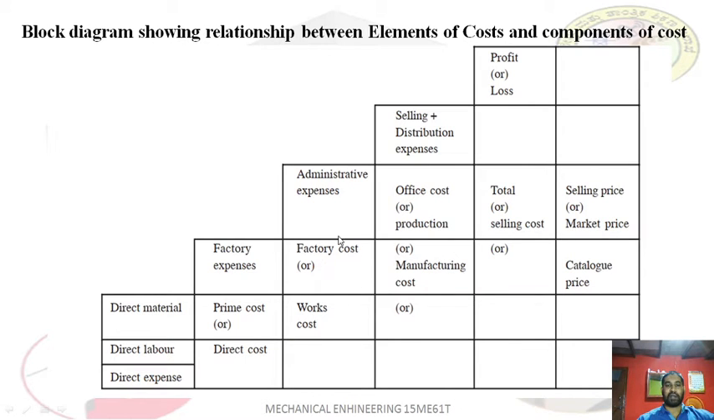If you add administrative expenses to the factory cost, then it will become manufacturing cost or office cost or production cost. So all are the same names. If you add selling and distribution expense to the office cost, then it will become total cost or selling cost. If you add profit or loss to the total cost, then it will become selling price or market price or catalog price. So this block diagram is usually asked in the examination.